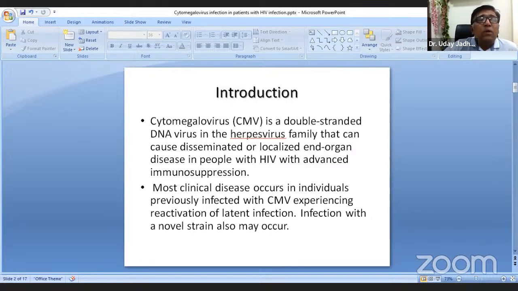CMV, as we know, is a chronic infection, and isolation of the virus is one of the best ways to identify it. Now, the end organ diseases caused by CMV, which occur in HIV with advanced immunosuppression, occur when the CD4 count is less than 50 cells per cubic millimeter. And also in people who are not adherent to or not receiving antiretroviral therapy. Some patients can also be non-responding to antiretroviral therapy.